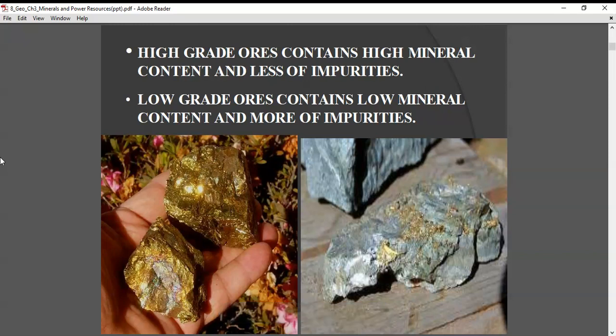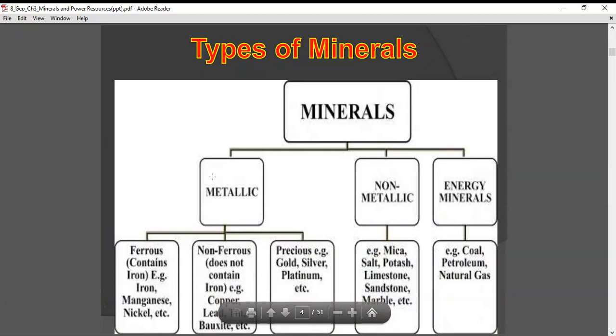So high grade ores contain high mineral content and less of impurities, and low grade ores contain low mineral content and more of impurities. So you can see over here the person is holding gold. The gold which is extracted from the ore, this is in the first photo, it is a very high grade ore. There is lots of gold. You can see the shiny matter of gold over there. And the second one, there is more of impurity and less of gold in that. That is a low grade ore. So have you understood this high grade and low grade ore? Yes, sir. Okay.